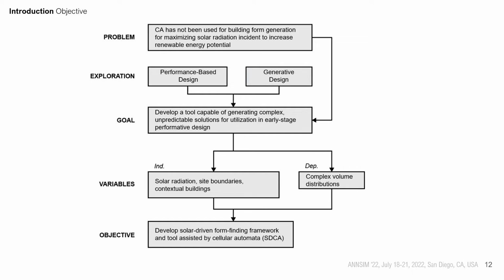Therefore, we've developed a solar-driven form-finding framework and tool assisted by cellular automata called SDCA. The tool allows for maximization of solar radiation incident in early-stage design for increasing renewable energy potential. The tool is computationally efficient and provides suggestive volumes by addressing the surrounding morphology and their casted shadows. The findings of this research can help designers in providing suggestive building forms during the form-finding process when aiming to address low-carbon and sustainable design goals.